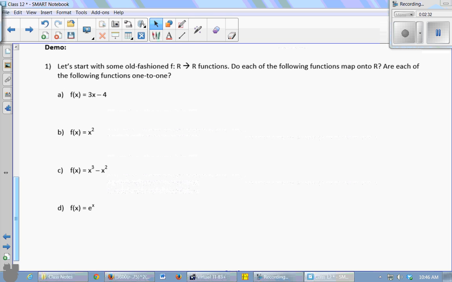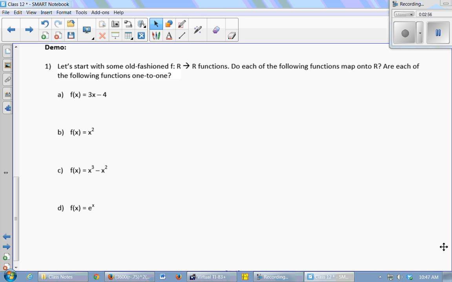All right, so we're going to start with some old-fashioned functions that just go from real numbers to real numbers, things that you probably studied several semesters ago. And we're going to determine if these functions map onto R and if they are one-to-one. So f of x equals 3x minus 4. Is it onto?